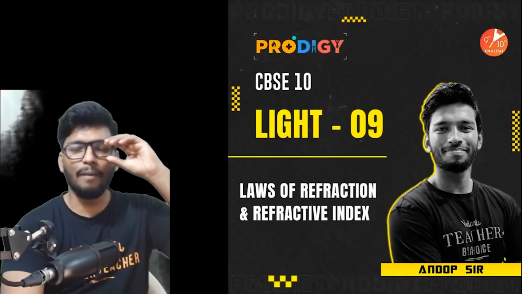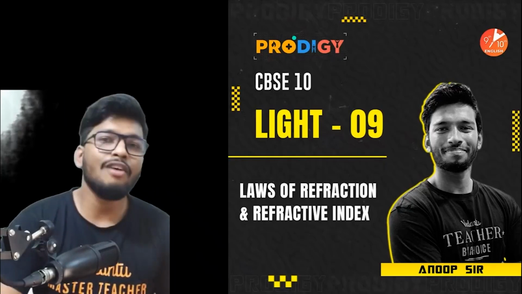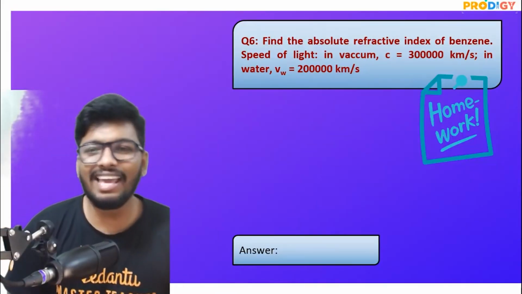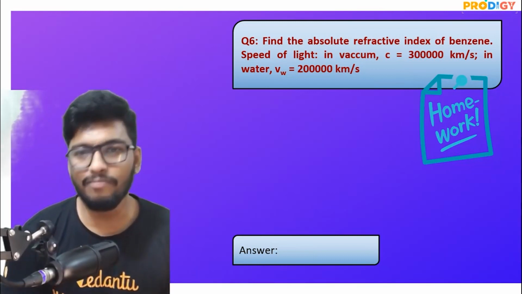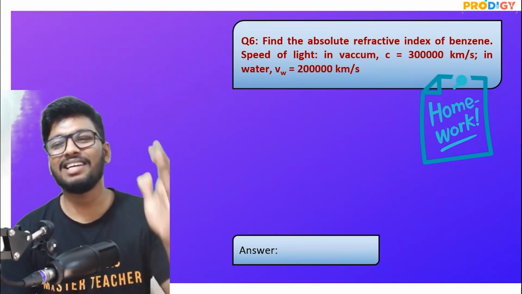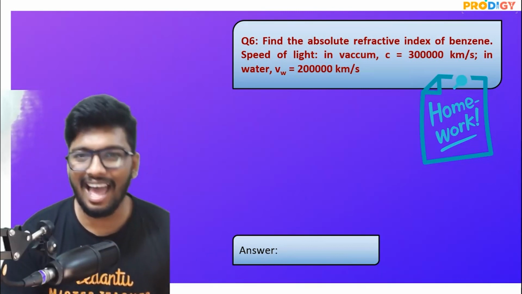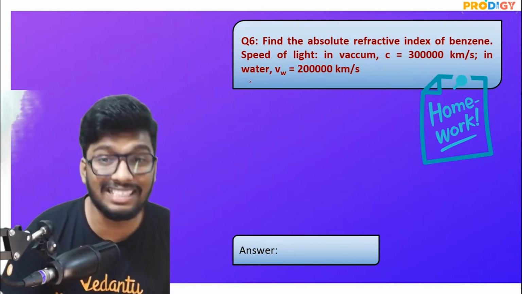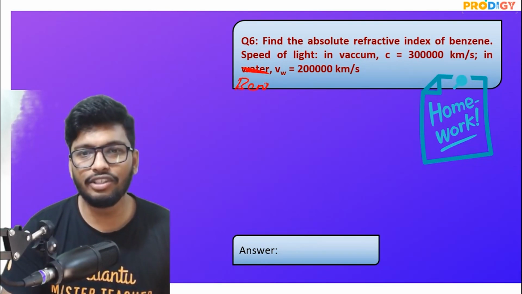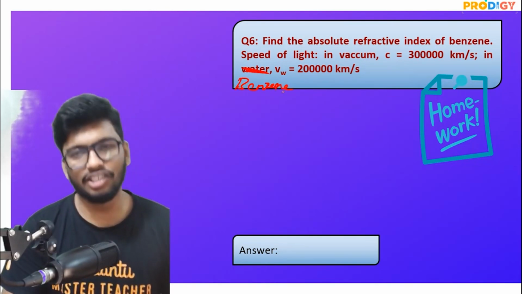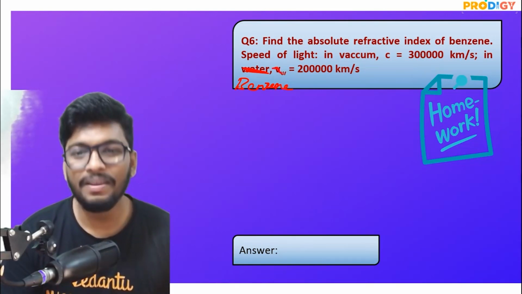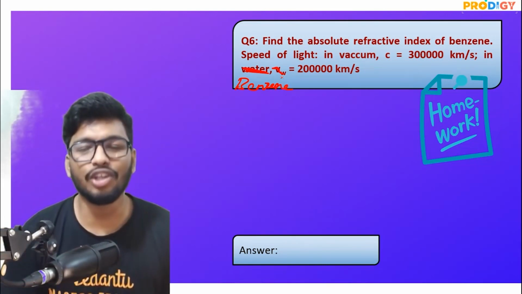Let's get into the topic with a homework question from the previous session. This was the question: find the absolute refractive index of benzene, if the speed of light in vacuum is 300,000 km per second and the speed of light in benzene, it's not water. Unfortunately, it was a typo, which even I forgot to mention in the last session. The speed of light in benzene is given as 200,000 km per second.